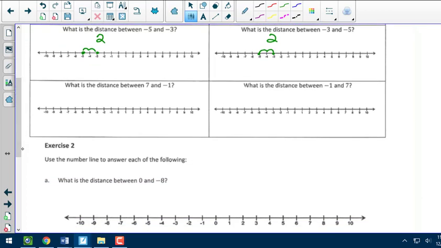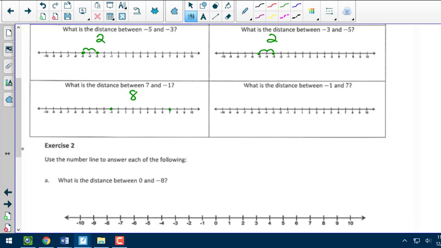What is the distance between 7 and -1? 7 and -1. Well, I know that I'm going to have to go down 7 to 0 and then 1 more to get to -1, so I know that's 8.